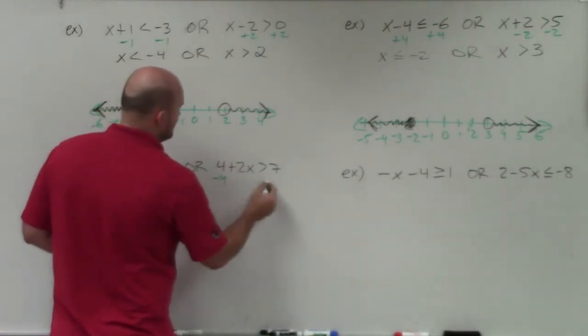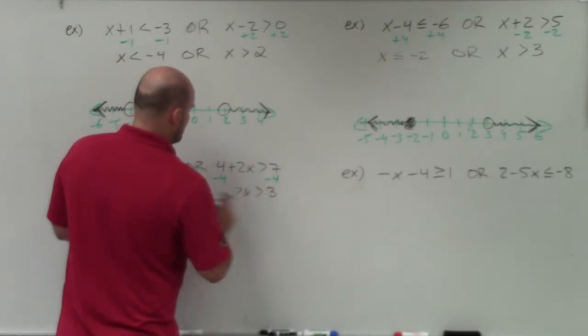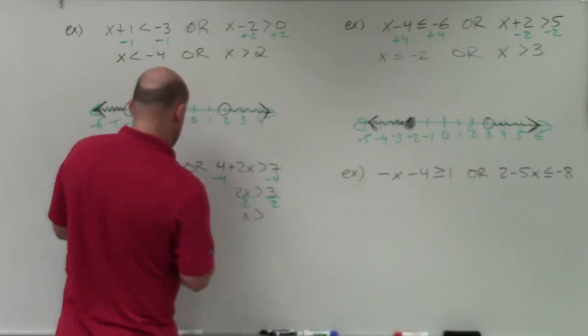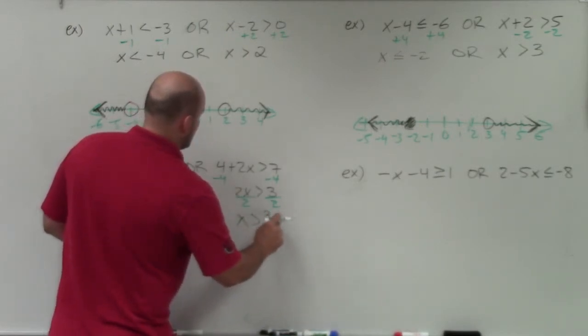Here, I'll subtract 4 first on both sides. And I'm left with 2x is greater than 3. Then I divide by 2 on both sides, and I get x is greater than 3/2.